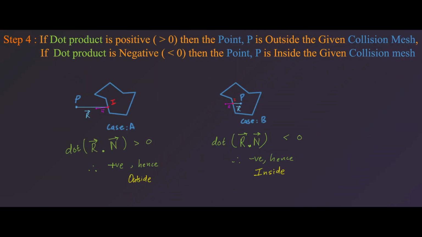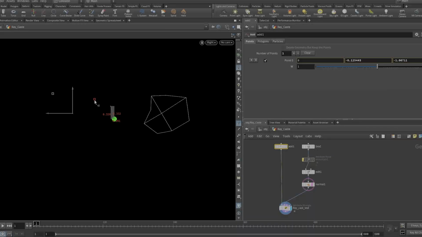Step 4. If the dot product is positive, greater than 0, then the point P is outside the given collision mesh. If the dot product is negative, less than 0, then the point P is inside the given collision mesh. This is how we can compute if a point in space is inside or outside a collision mesh.